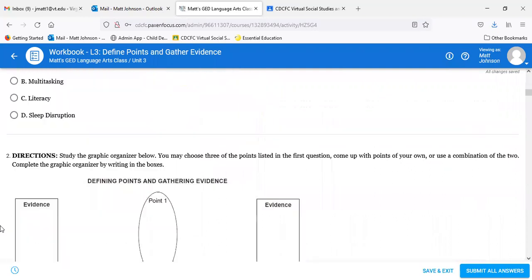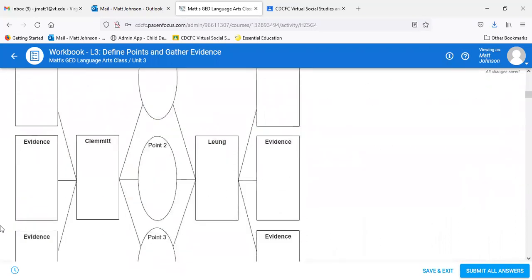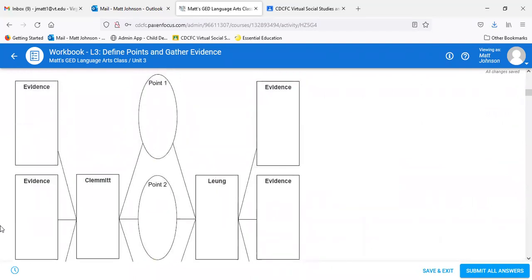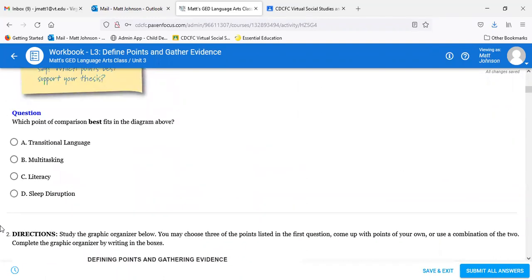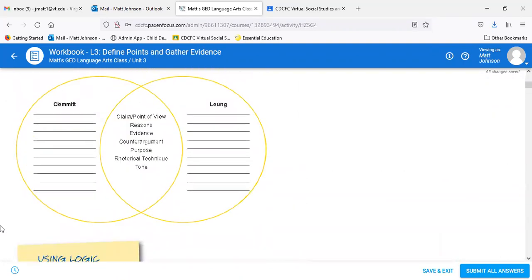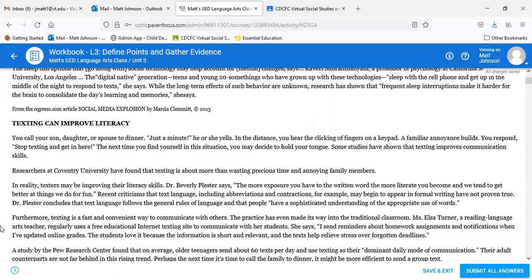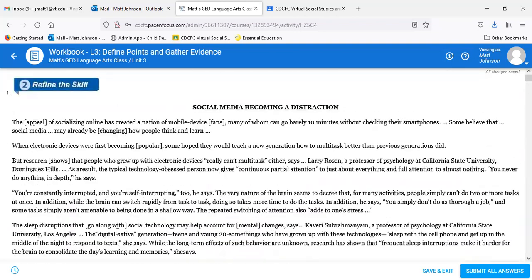It'll be sort of this idea, which is a little clunky. I kind of prefer the Venn diagram, but we're going to be sort of working in the same format as we just did with the text. So don't let that confuse you.